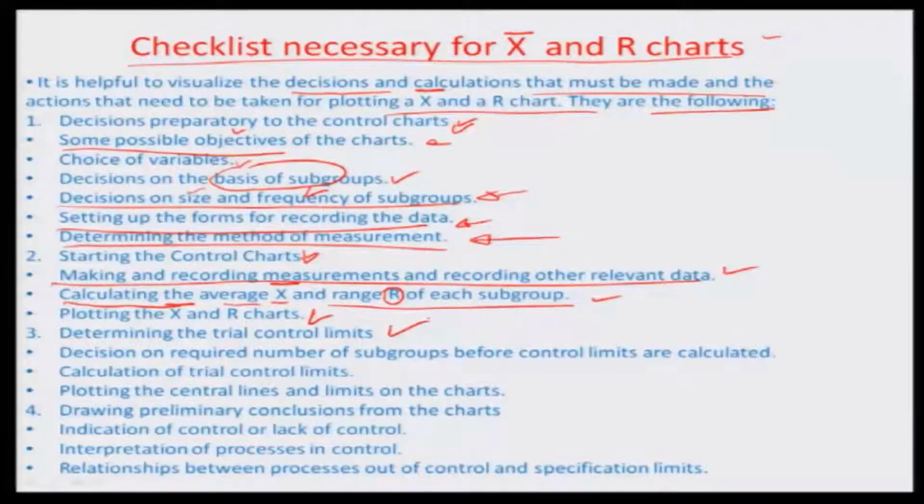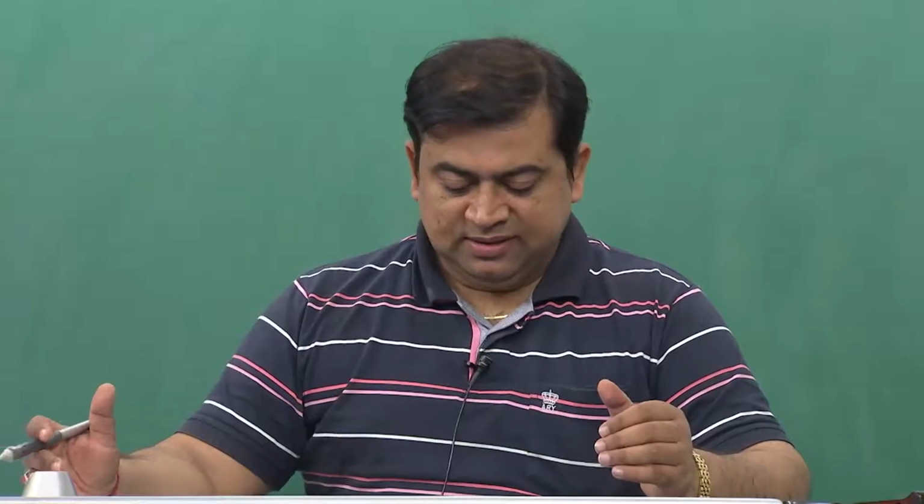Then the other one is determining the trial control limits. This is really a decision which is required based on the number of subgroups that you have found before the control limits are calculated, and there is a procedure with which we will calculate it and show you. There are standard tables which you have to refer to based on, let us say, the group size, or the group frequency, and there are various constant factors associated with that standard table, which will tell you how the control limits can be placed with respect to the mean of means, that is X double bar.